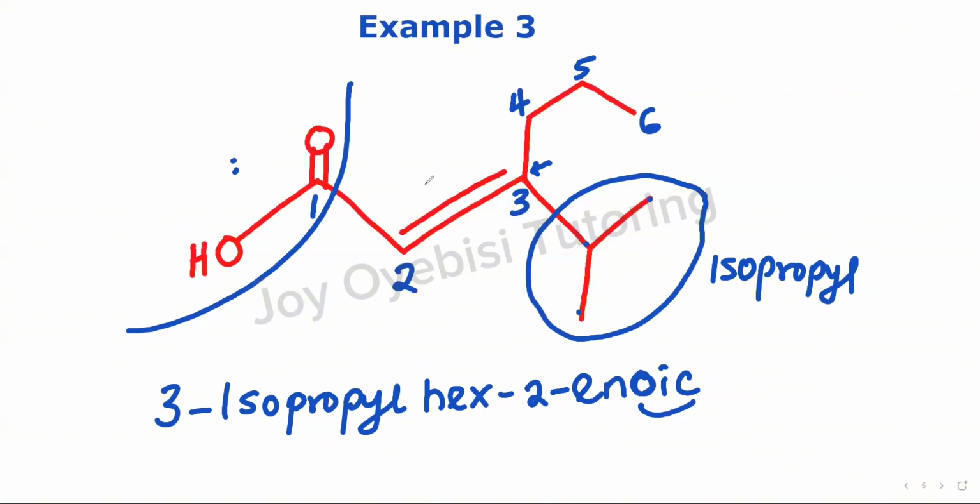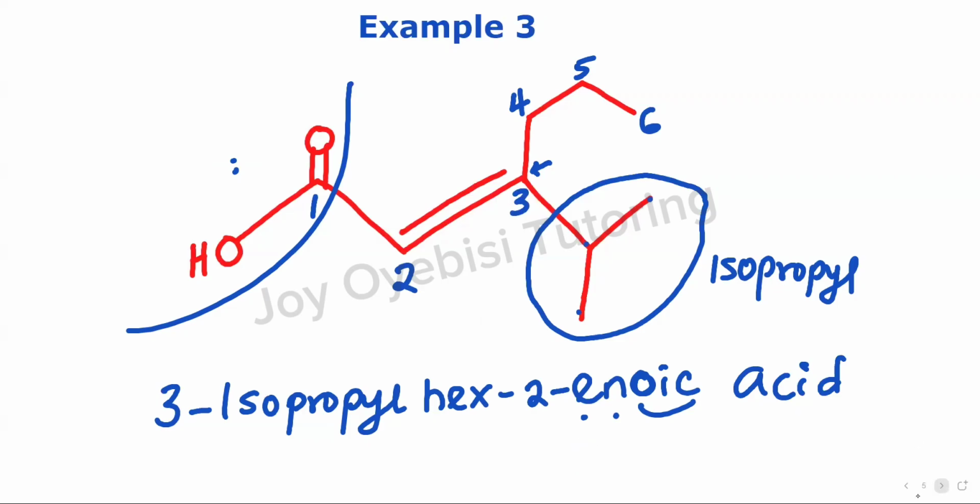So the oic takes care of the carboxylic acid. The en takes care of the double bond. And that's how you combine the 2 functional groups. The oic must be last because that has more priority than the alkene. And that is it. So the name of this compound would be 3-isopropylhex-2-enoic acid. If you have a triple bond, for example, it's going to be yn instead. So it's going to be hex-2-ynoic acid, to show that it's a triple bond.